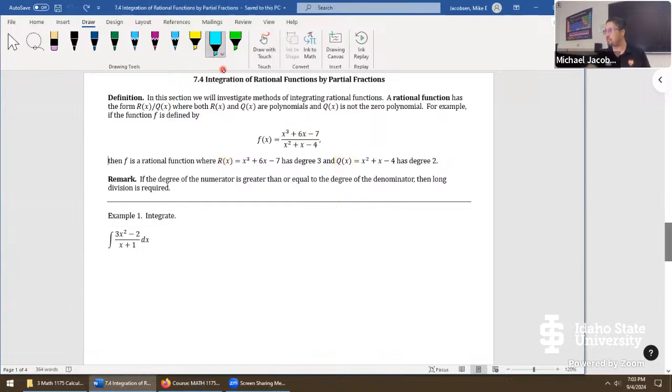Yellow is probably not going to work for that. Let's use blue, green. So in the theorem that we'll see below, after example 1, that's what they're referring to with R of x and Q of x. I'm not as worried about the degree, except there's one case where the degree is important. If the degree of the numerator is greater than or equal to the degree of the denominator, the way we start to integrate a rational function like this one is through long division. So we're going to start reviewing long division. Then we'll integrate this function right here.